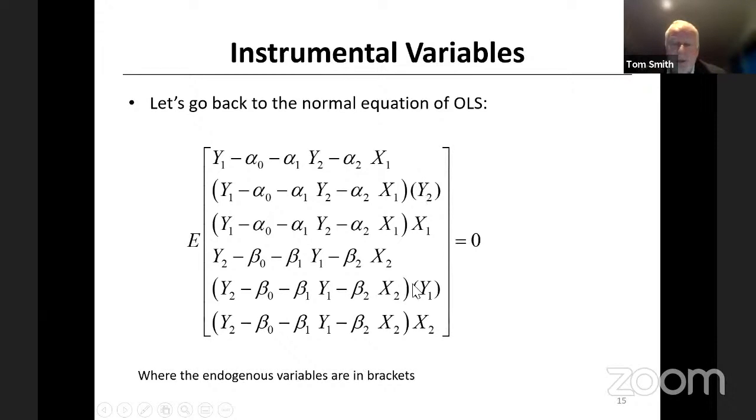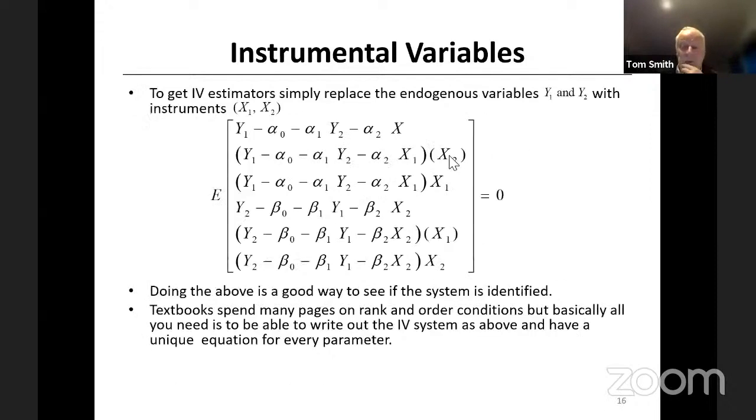So you notice that the two endogenous variables here, y2 and y1, I've got them in circles. We can't have them there, right? Because we know that they're correlated with the error. So we have to replace them. So what we're going to do is replace the endogenous variables with exogenous ones. So instead of the y2, we'll put in x2, the exogenous variable. Instead of the y1, we'll put in the x1, an exogenous variable.